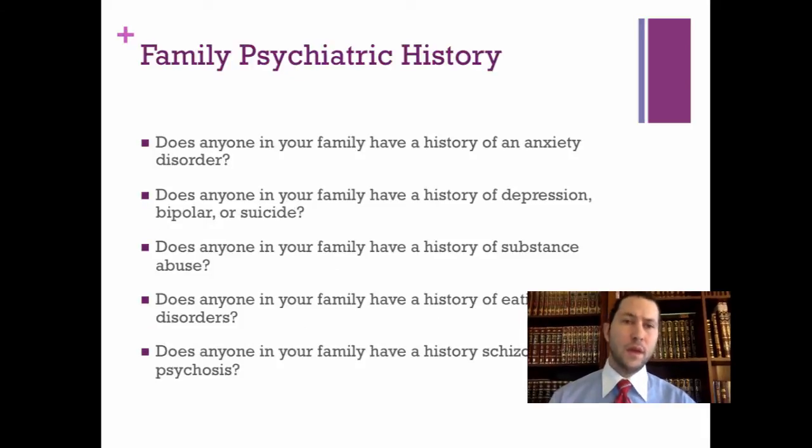Okay. Family psychiatric history. We know a lot of conditions run in families. So you want to ask, does your family have a history of anxiety, depression, substance abuse, eating disorders, schizophrenia, psychosis? These kinds of questions. And if they say yes, then you ask them, well, what relative? And you ask them what the outcome was and all of these things. But the family psychiatric history will be important.